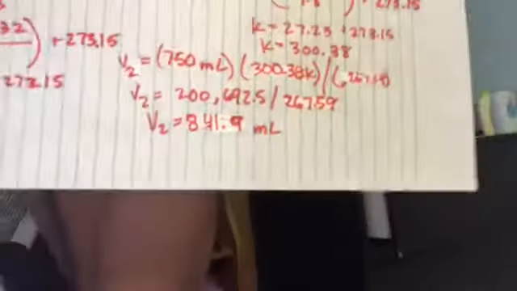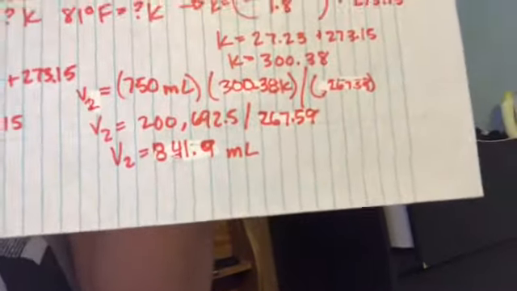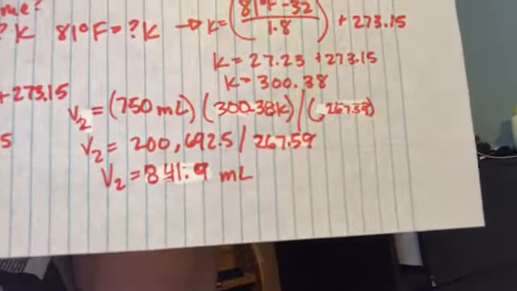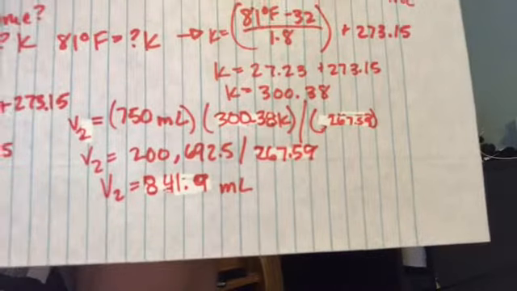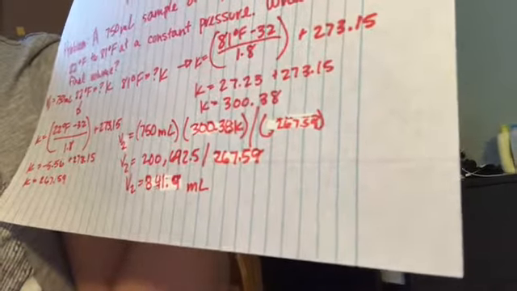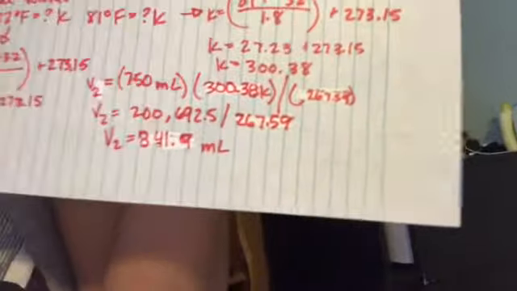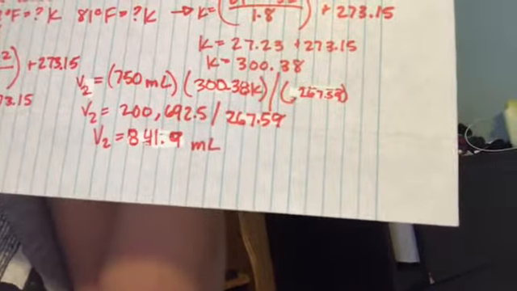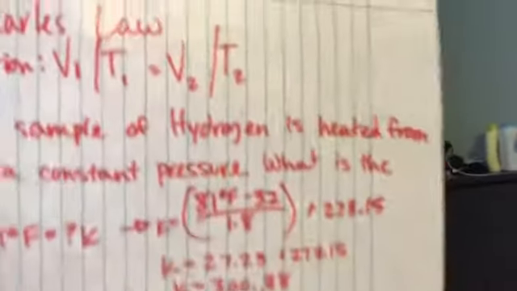Then after that we plug it in right here. So this is what we have here. We have V2 equals 750 milliliters times 300.38 Kelvin divided by 267.59, and then we simplify all of those to get V2 equal to 841.9 milliliters, and we use that exact same equation.